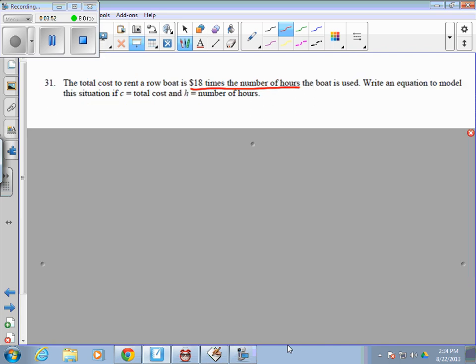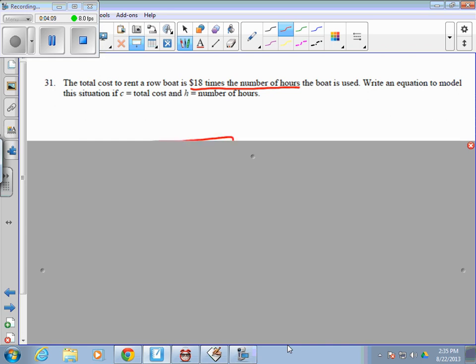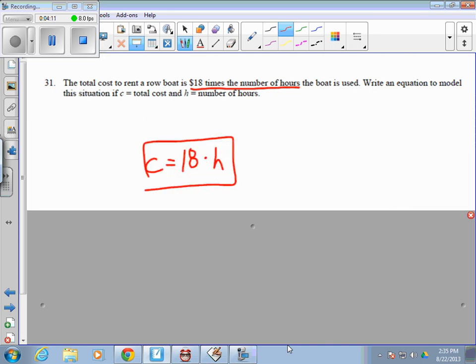31 says the total cost to rent a boat is 18 times the number of hours the boat's used, or $18 times it. Write an equation to model the situation if C is the total cost and H is the number of hours the boat's used. C equals 18 times H. So if you use it for 1 hour, it costs you $18. 2 hours, 18 times 2, which is 36, and so on and so forth. That's what C would be.